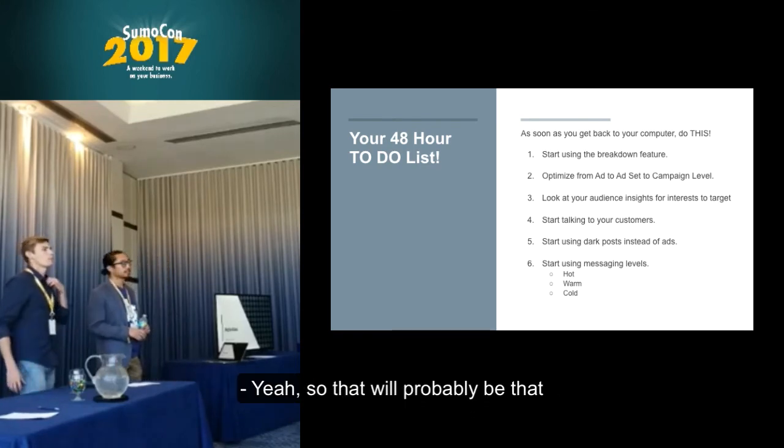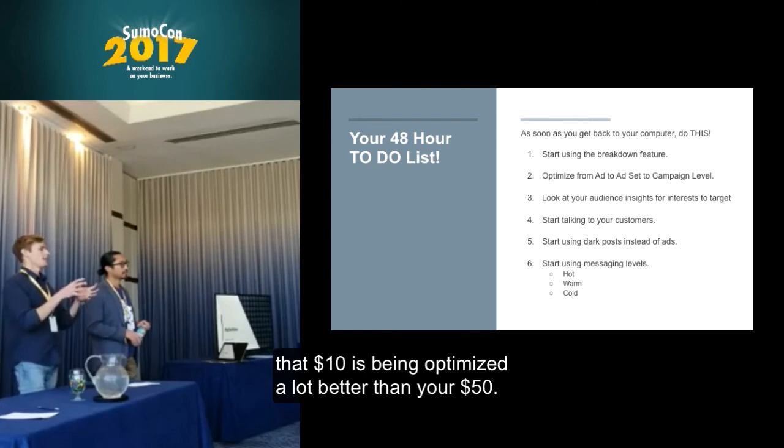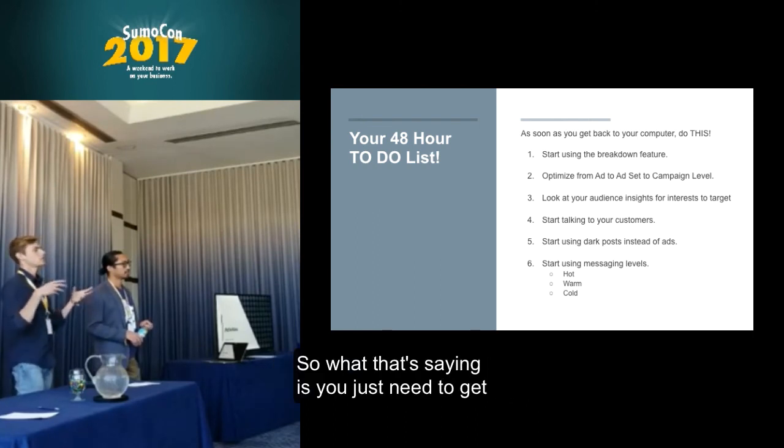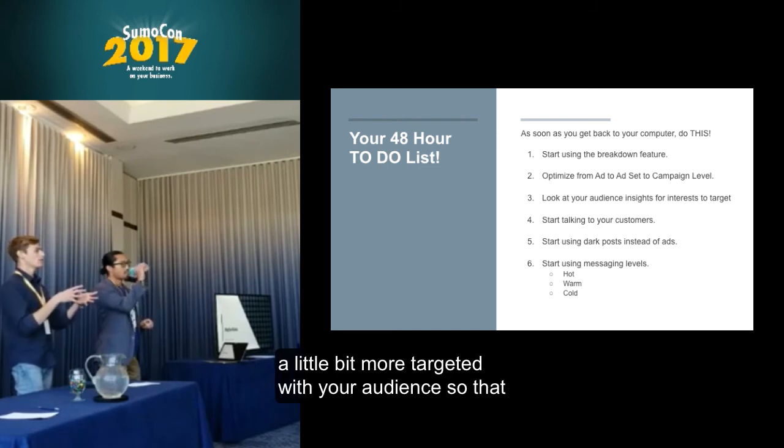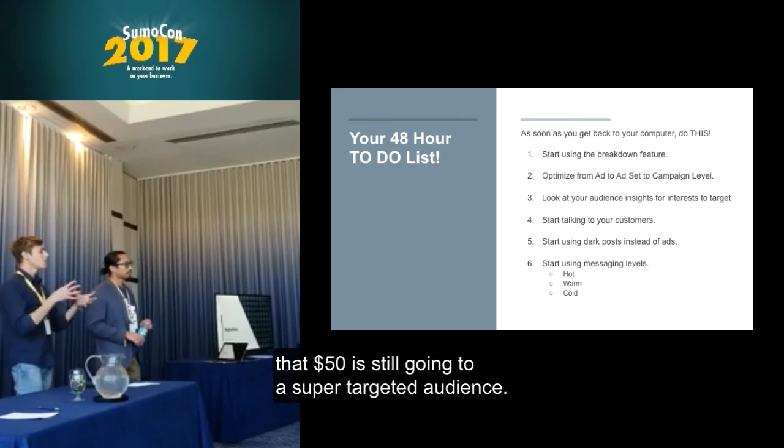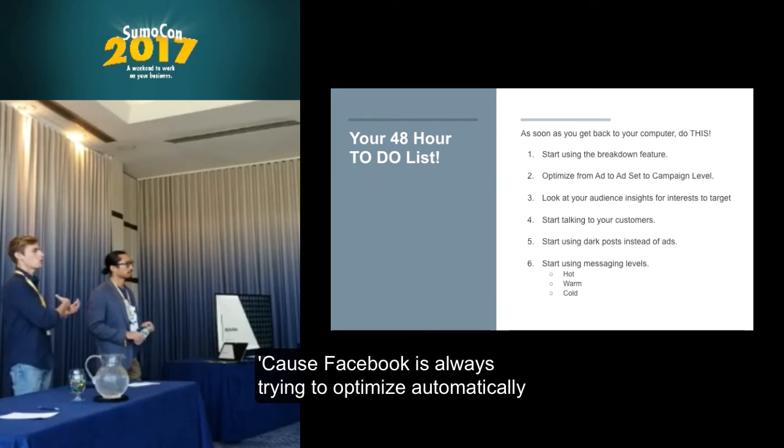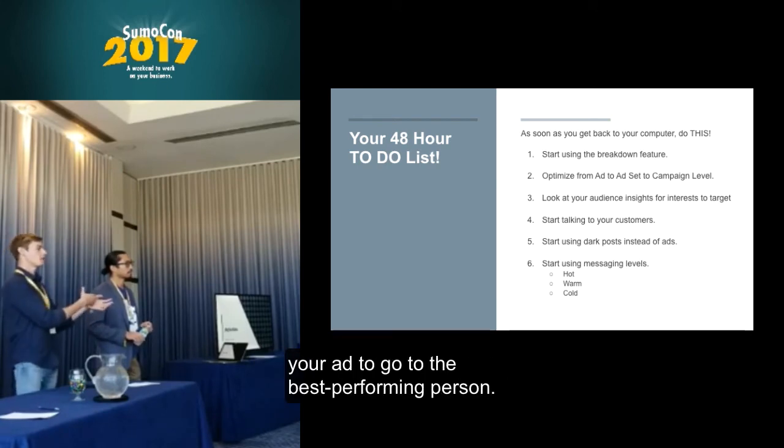Yeah, so that will probably be that $10 is being optimized a lot better than your $50. So what that's saying is you just need to get a little bit more targeted with your audience, so that $50 is still going to a super targeted audience, because Facebook is always trying to optimize your ad automatically to go to the best performing person.